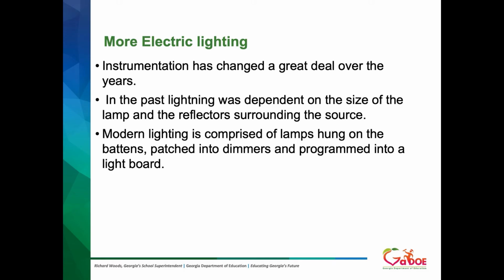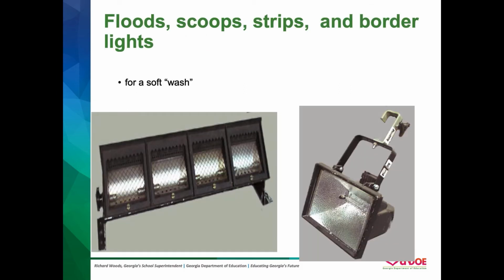Instrumentation has changed a great deal over the years. In the past, lighting was dependent on the size of the lamp and the reflectors surrounding the source. Modern lighting is comprised of lamps hung on battens patched into dimmers and programmed into a light board. Here are some examples of existing theatrical lighting.